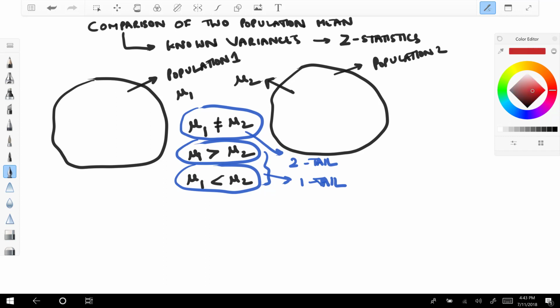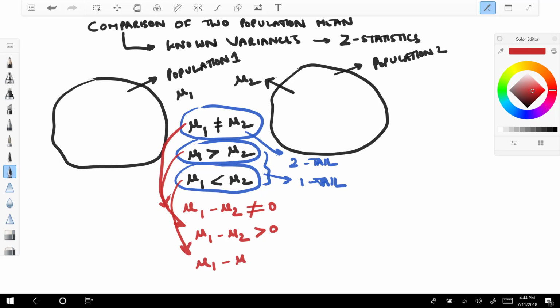So these can also be written as the difference. Mu1 minus mu2 not equal to 0, mu1 minus mu2 greater than 0, and mu1 minus mu2 less than 0.